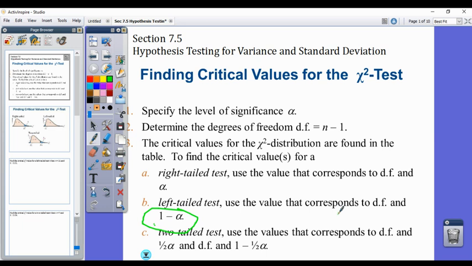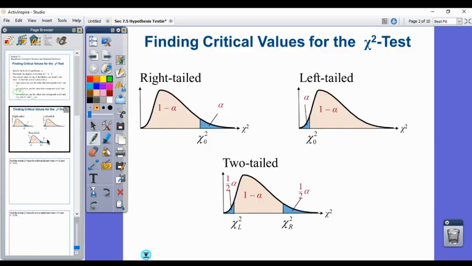Okay. And if you were doing the two-tailed test, then you are going to use the degrees of freedom that corresponds to 1/2 alpha and 1 minus 1/2 alpha. Okay, all right, so here is a picture of what this looks like. You'll notice the right-tailed test is shaded to the right, the left-tailed test is shaded to the left, and our two-tailed test has 2 shaded regions at the ends.